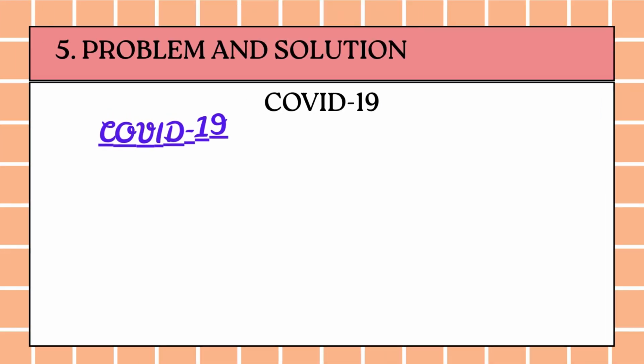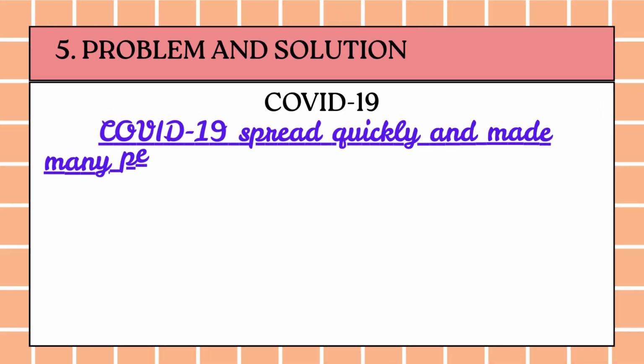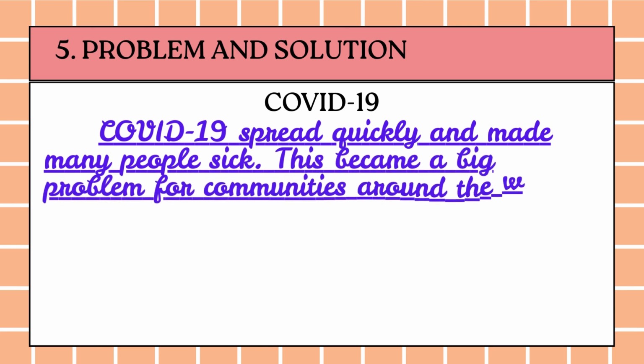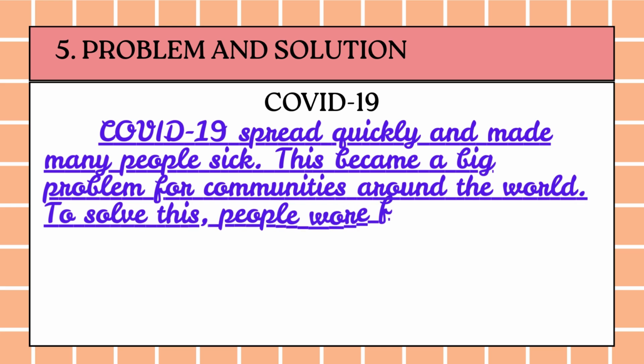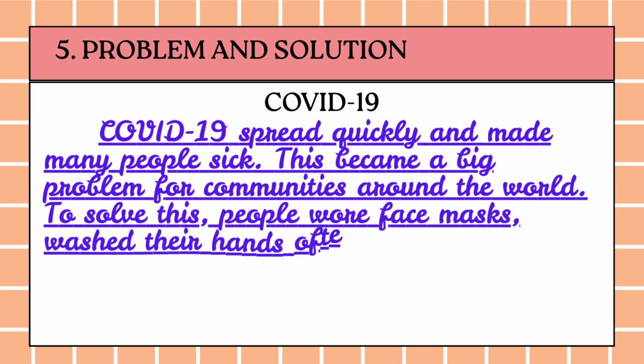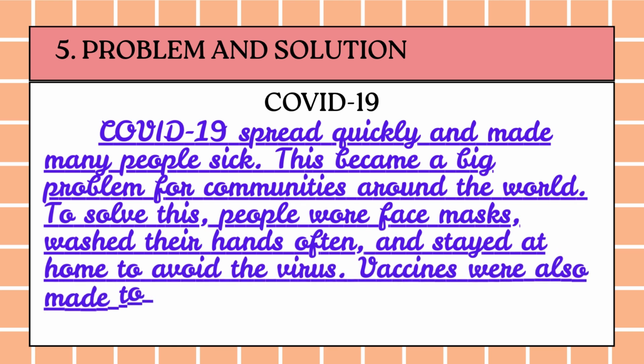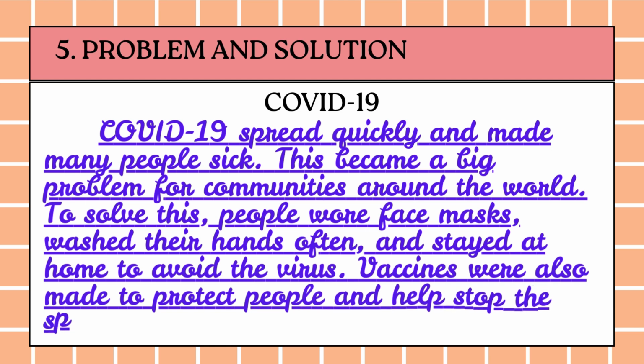5. Problem and solution. COVID-19. COVID-19 spread quickly and made many people sick. This became a big problem for communities around the world. To solve this, people wore face masks, washed their hands often, and stayed at home to avoid the virus. Vaccines were also made to protect people and help stop the spread of the disease.